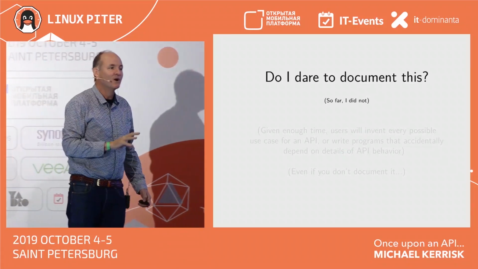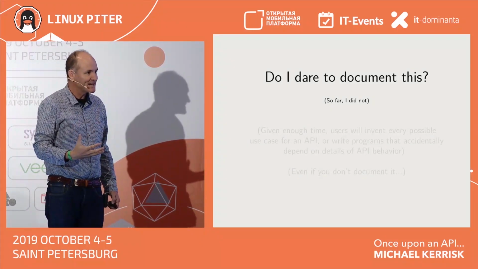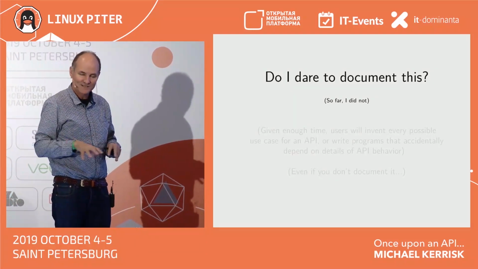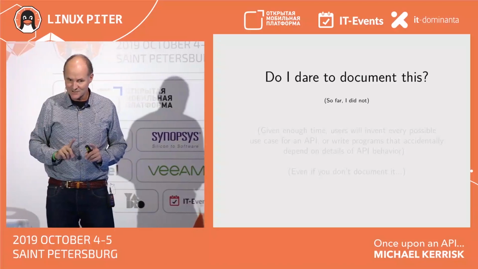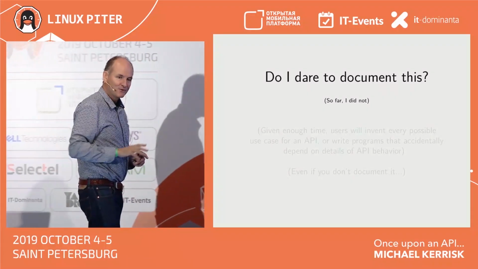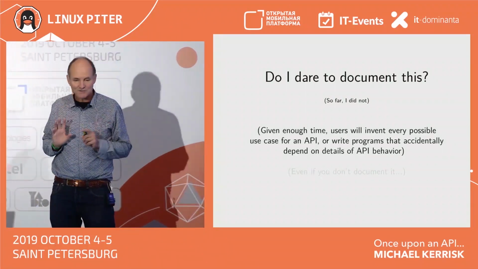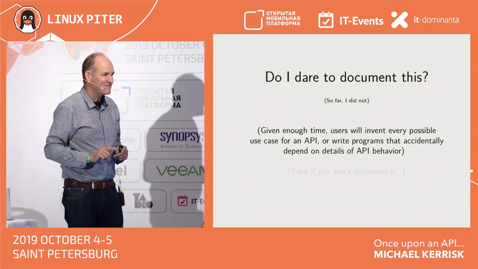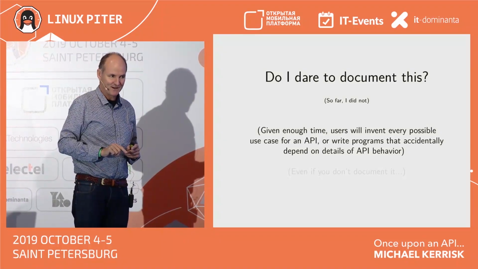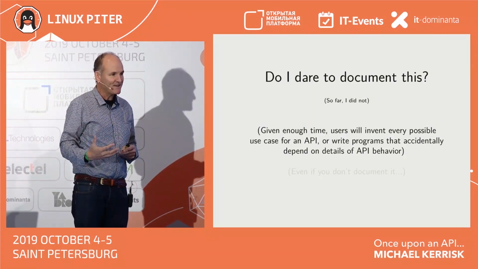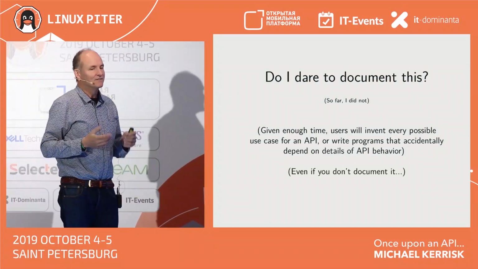Question for me at this point is, do I dare document this? Because this is very much a detail of internal implementation of how the kernel is managing the organization of processes in its data structures. So far, I didn't dare document it. I only remarked this behavior about a year ago. And the thing is, though, I haven't documented it so far, but given enough time, users will invent every possible use case for an API. They'll exploit every possible behavior of an API, either deliberately or accidentally, even if you don't document it.